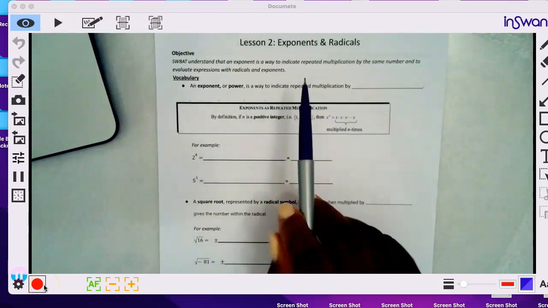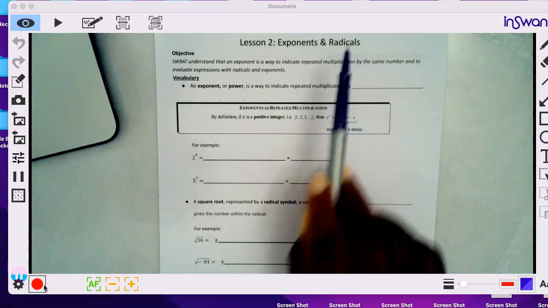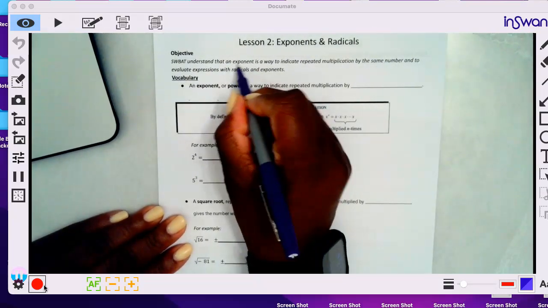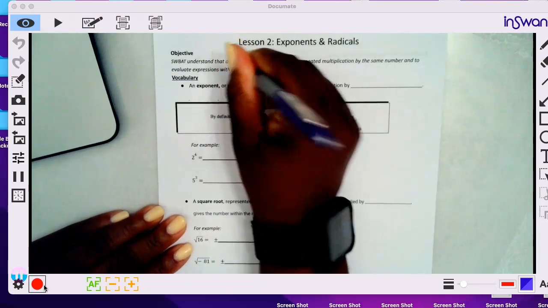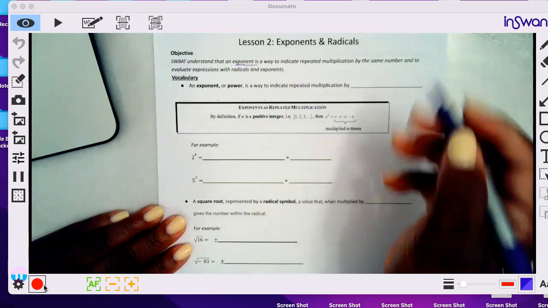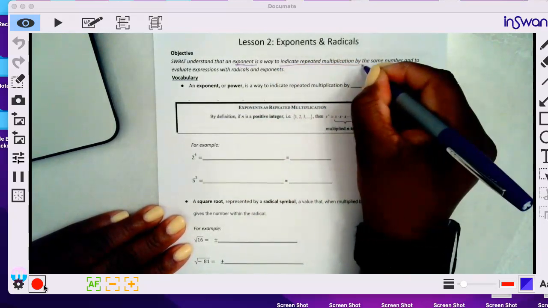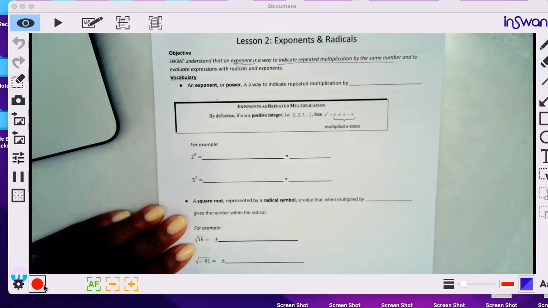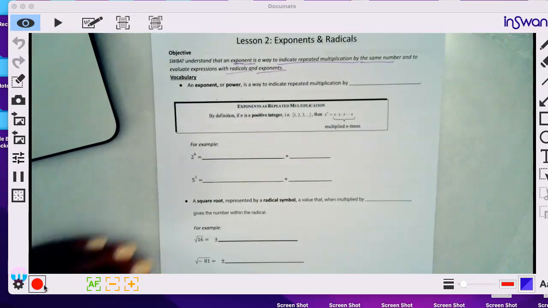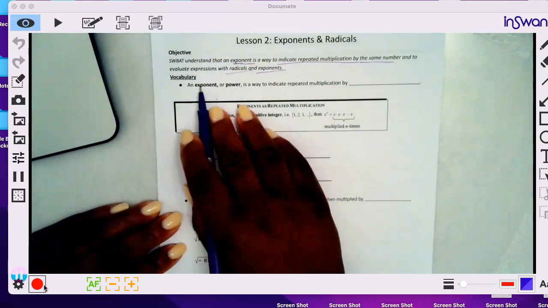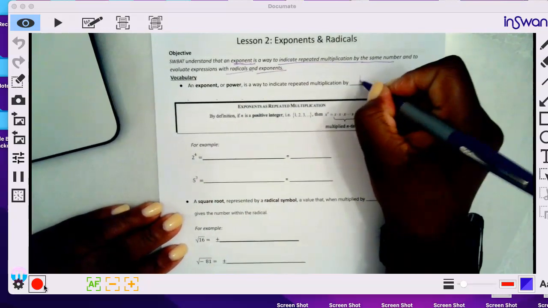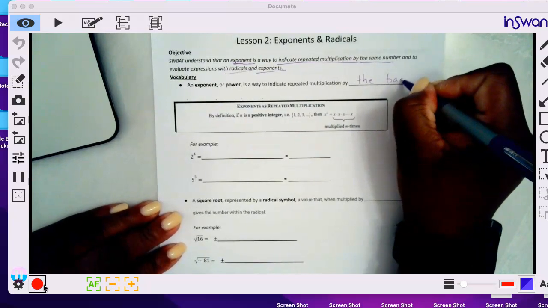Hi, today we're working on lesson 2, exponents and radicals. The objective: students will be able to understand an exponent, which is a way to indicate repeated multiplication by the same number, and to evaluate expressions with radicals and exponents. An exponent or power is a way to indicate repeated multiplication by the base.